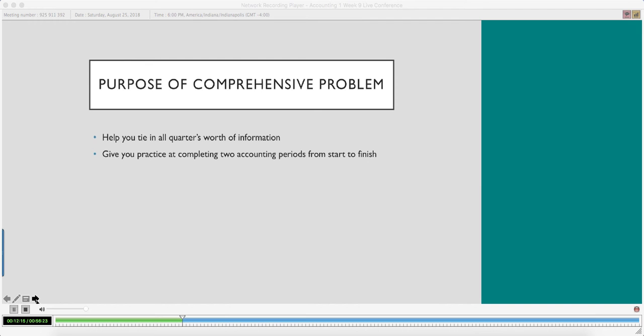Next week, I will show you what the ending balances of April's post-closing trial balance should be. So you will have those to work from. And that will also help you get a good start on May's comprehensive because you'll have the correct amounts that you should be starting with. So are there any questions about that?